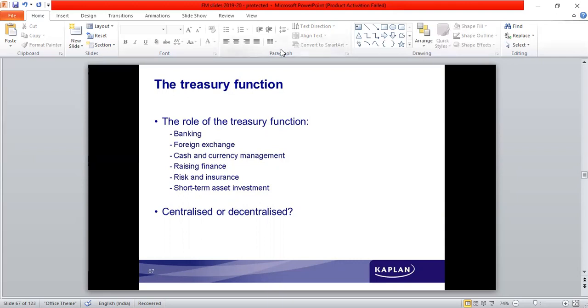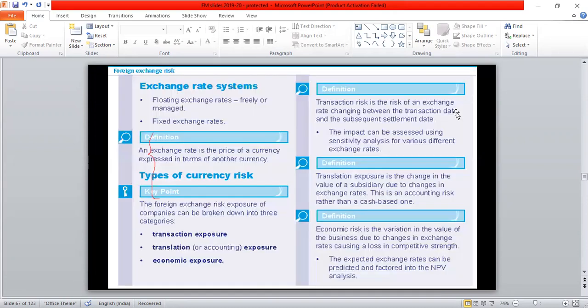It looks into the banking aspect, foreign exchange, cash and currency management, raising finance, risk and insurance, short-term asset investment. It could be a centralized way of managing or a decentralized way of managing. So the main functions of the treasury function are to be involved in banking related transactions, foreign exchange related transactions, cash and currency management, raising finance, risk and insurance, short term assets and investments. That is the role of treasury function. You understand the meaning of these things, so you can learn on your own.